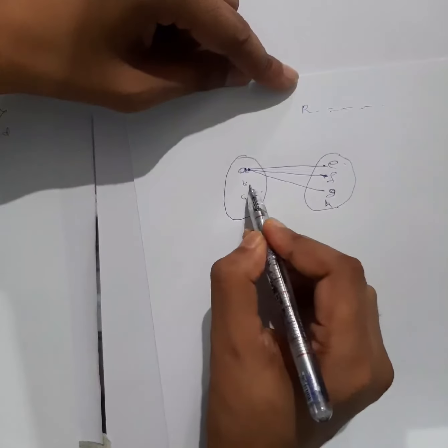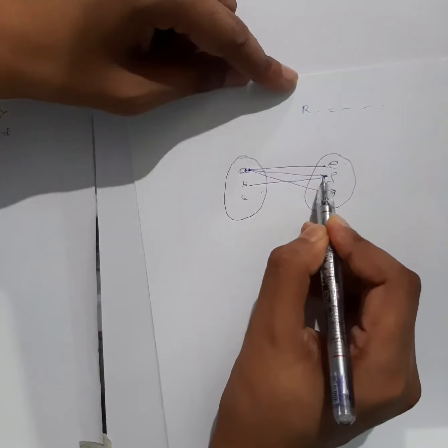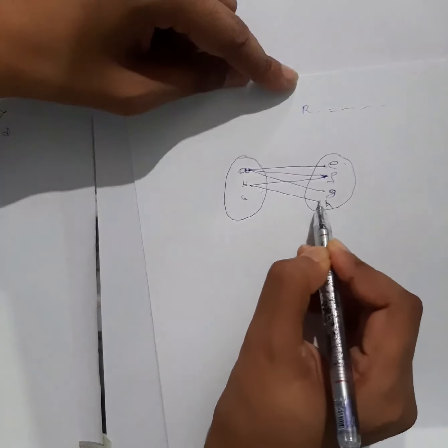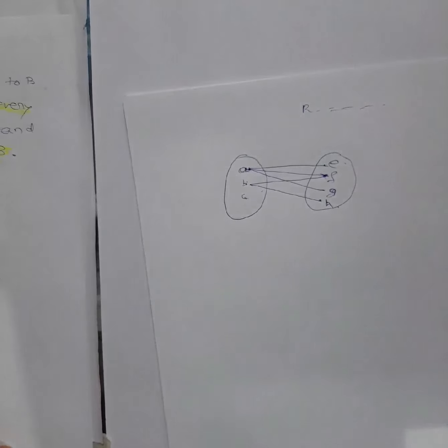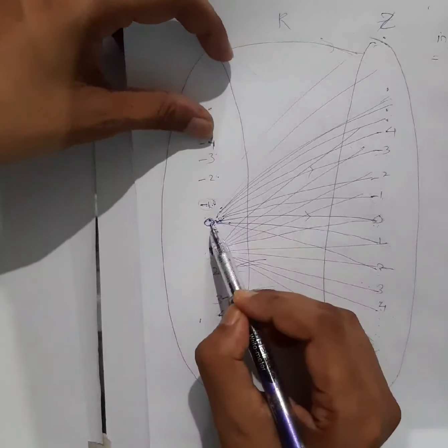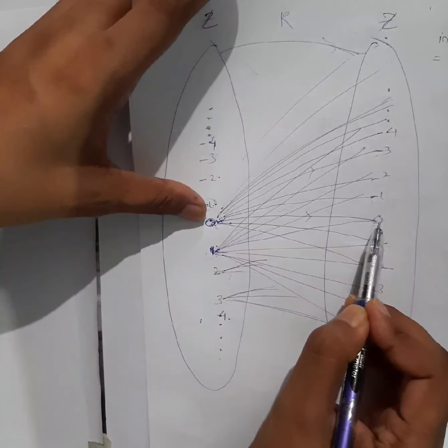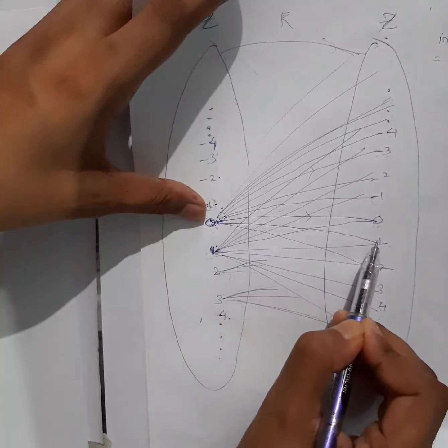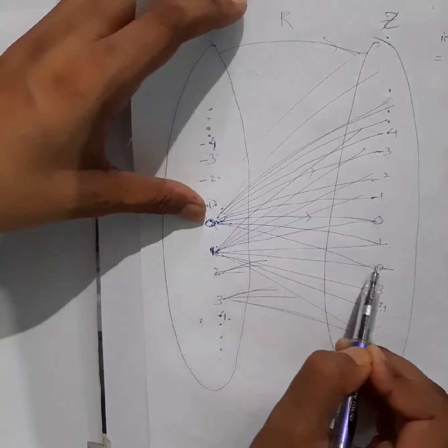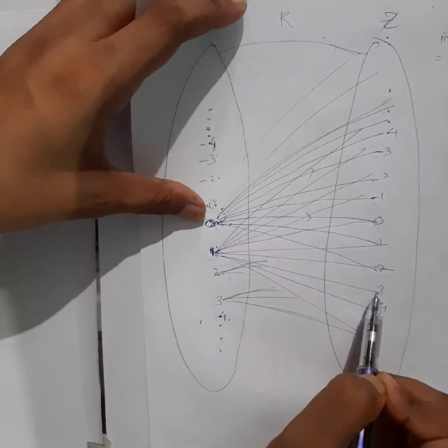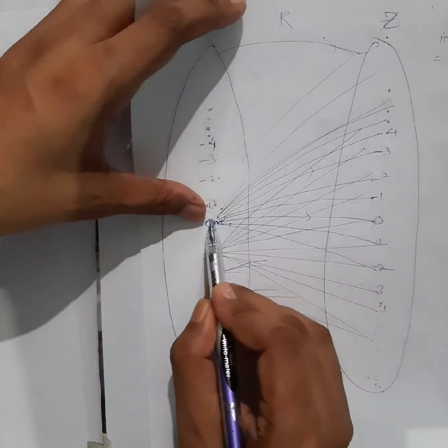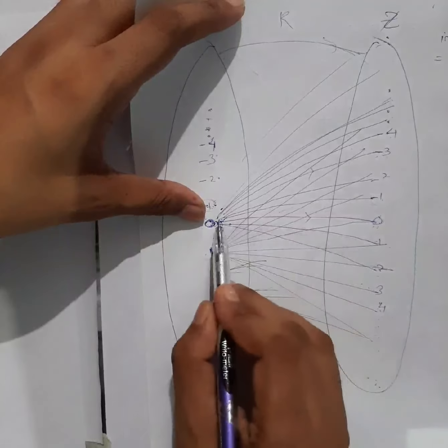Okay, next B is related to, suppose, F. It might relate to other elements also, H. Just now we have seen, right? One example is this. Just now we have seen 0 is related to what? 0, because 0 minus 0 is an integer. 0 is also related to 1. 0 is also related to 2. 0 is also related to 3. So you can see this 0 itself is having how many images?